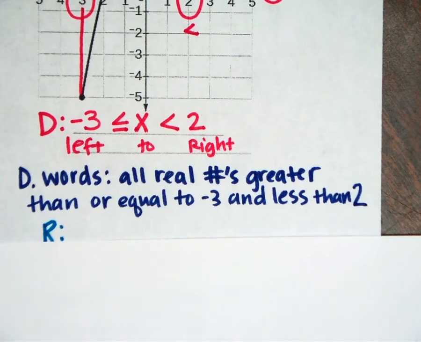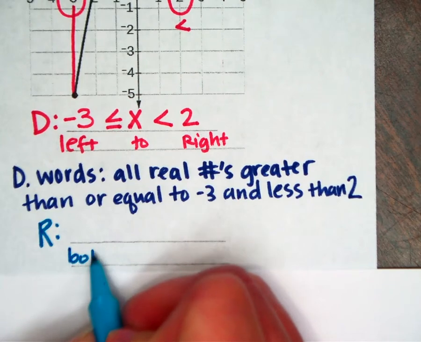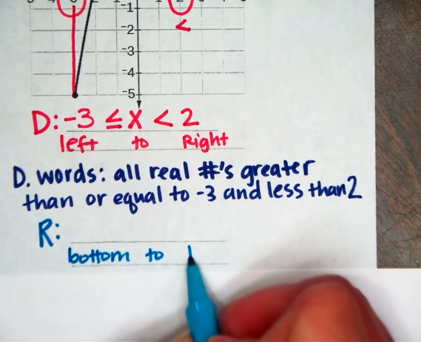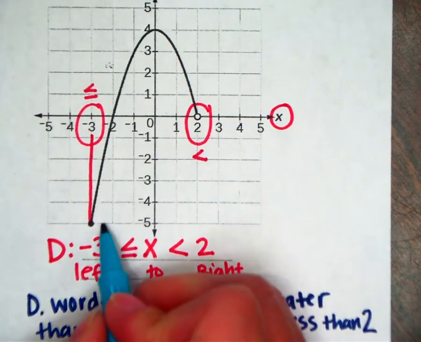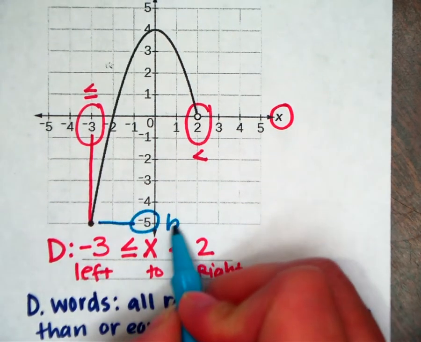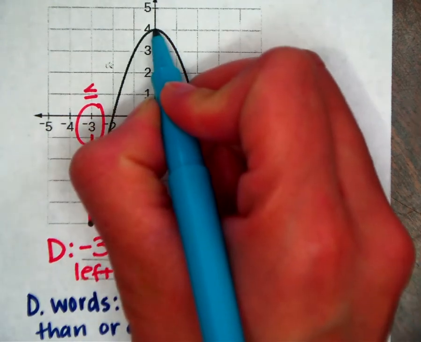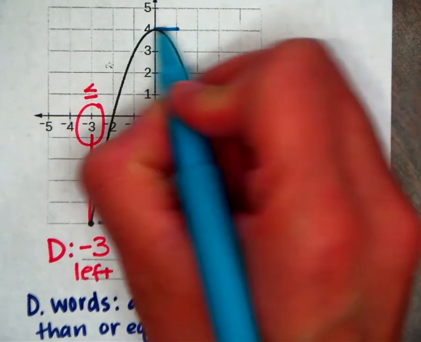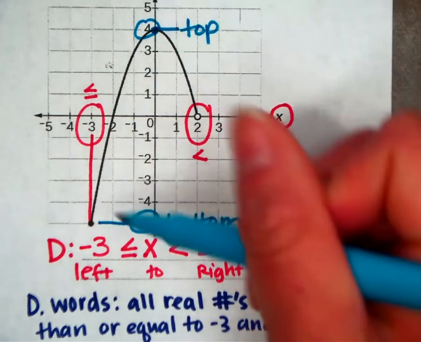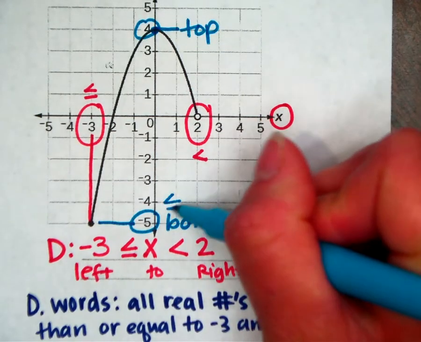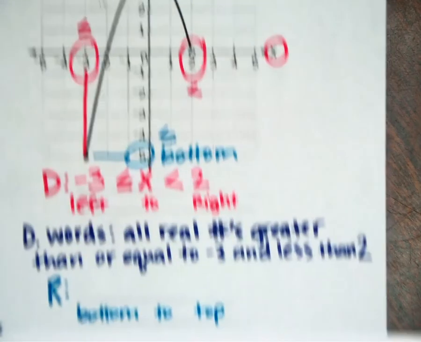For your range, you're looking at the y values, and you're always looking from the bottom to the top of your graph. So when I go to my graph and look at the very bottom, the bottom of my graph begins at -5, all the way to the top, the highest point. Here, they end at positive 4. At both positive 4 and negative 5, they are closed circles, so I know I will be using a less than or equal to symbol at both of them.